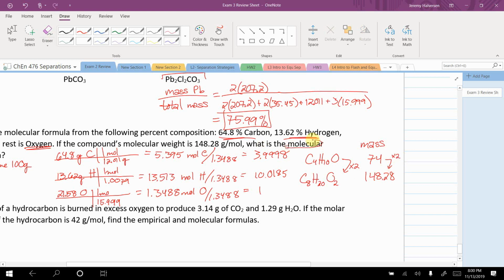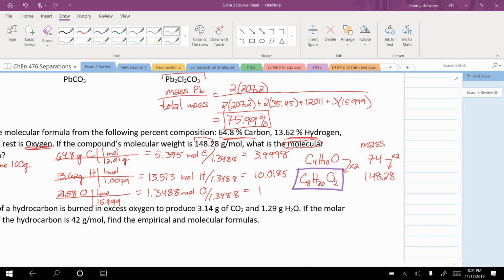So they want the molecular formula. So this gives me the molecular formula. Yeah? Can you just take the percentage of the 148 and then use that as grams of carbon? Yes. So his question was, can I just take my 148 and multiply it by each of these percentages, and then I'd get the moles of each thing?